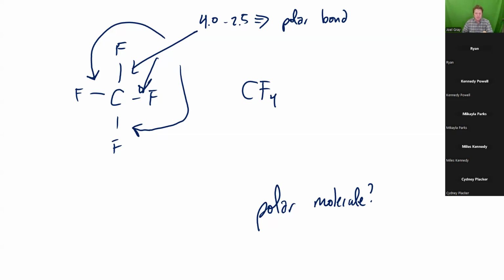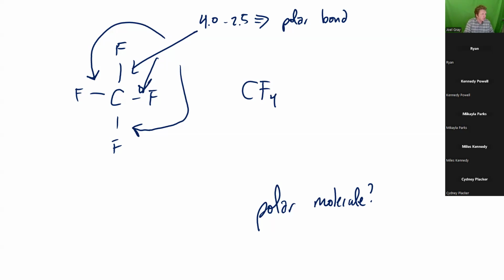Because in this case, we have four polar bonds, an equal number of polar bonds, pulling in exactly opposite directions. And they basically cancel one another out. Doesn't matter how polar they are, they neutralize and cancel one another out. So this is because this is a symmetrical molecule.